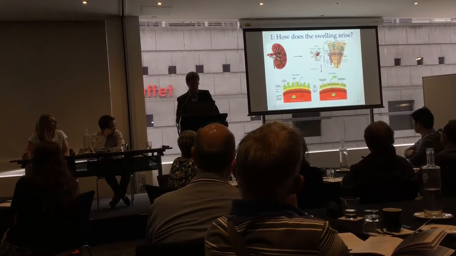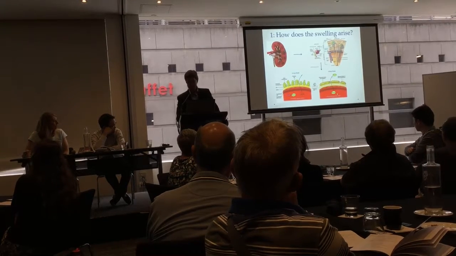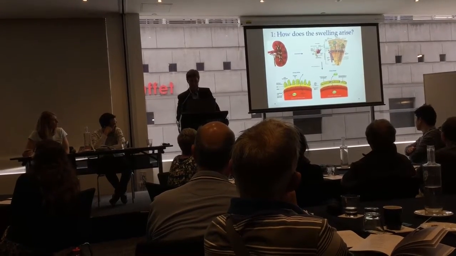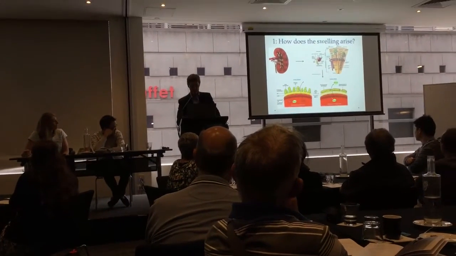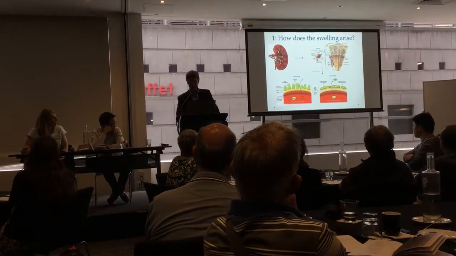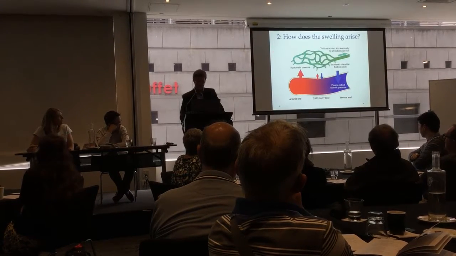So that's blocked, okay, can't get through. Now with any condition, but particularly with amyloid, that affects the microstructure of the glomerulus in such a way that albumin can leak out. Okay? So far so good? All right.